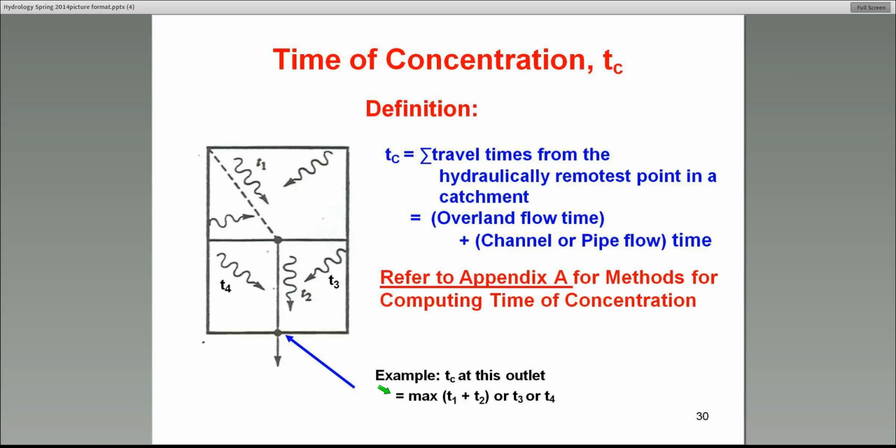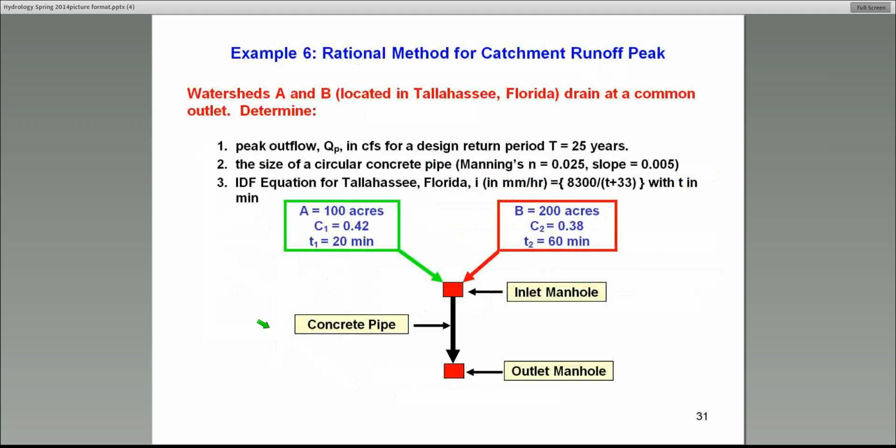And that's because we're going to do a computation of peak flow every inlet point as we go from upstream to downstream. I'll show you that in an example also. In this case, I've set up a small problem, nothing big. There are two areas, like area A1 and area B, draining to a common manhole. And what I'm going to ask you to do here is to basically determine the peak flow for a return period of 25 years.